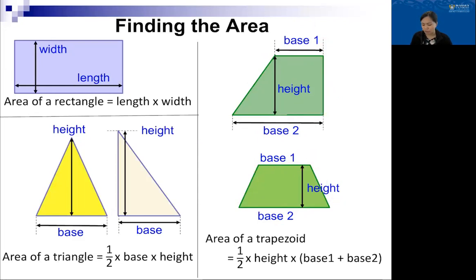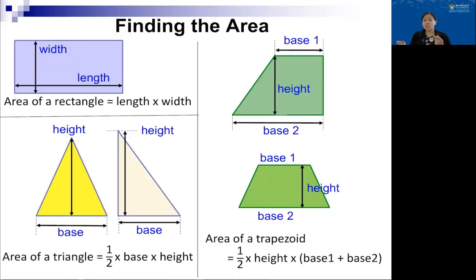And the area of a trapezoid can be calculated using this equation, 1/2 multiplied with the height of the trapezoid. So the height is the distance between the two parallel sides, okay? The distance between the two bases of the trapezoid, that's the height. Multiply that with the sum of the two bases. So base 1, the length of this side, plus the length of this other side, base 2. The sum of the two parallel sides.